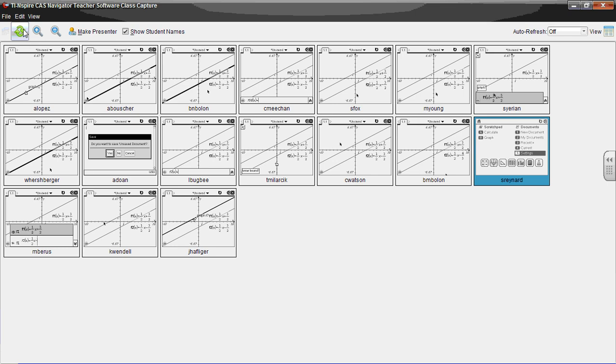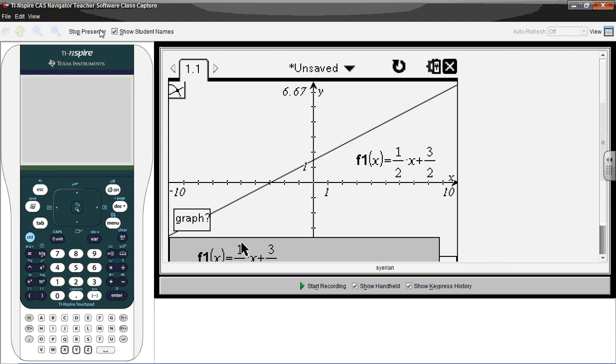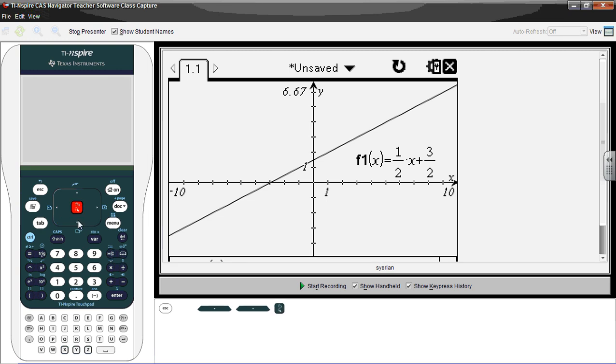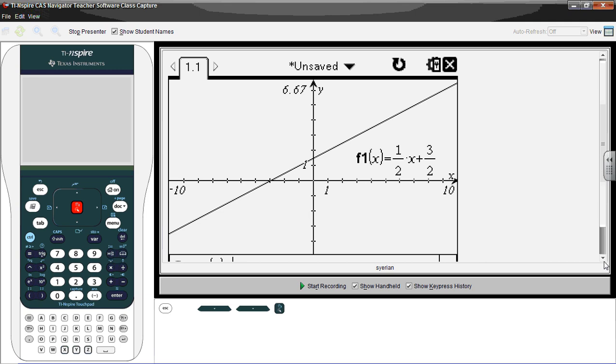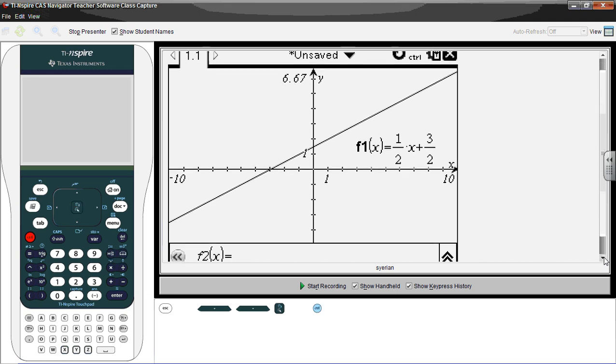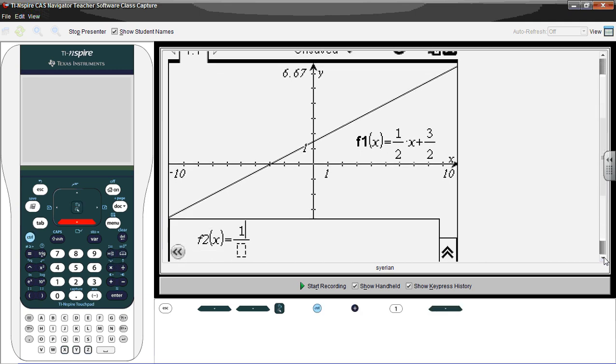Mine didn't do that. It says graph with a question mark. Where's escape? Okay, now arrow down right here. Click down here into this. Now you should be at f2. Alright, I'll do this again. Let's see if it works. Make sure you push tab if you want it to enter. Sometimes it doesn't work.